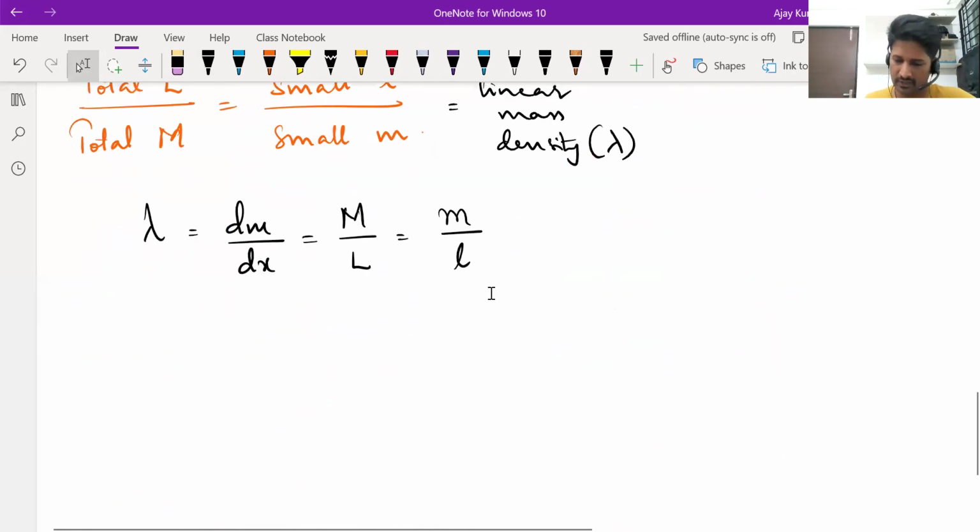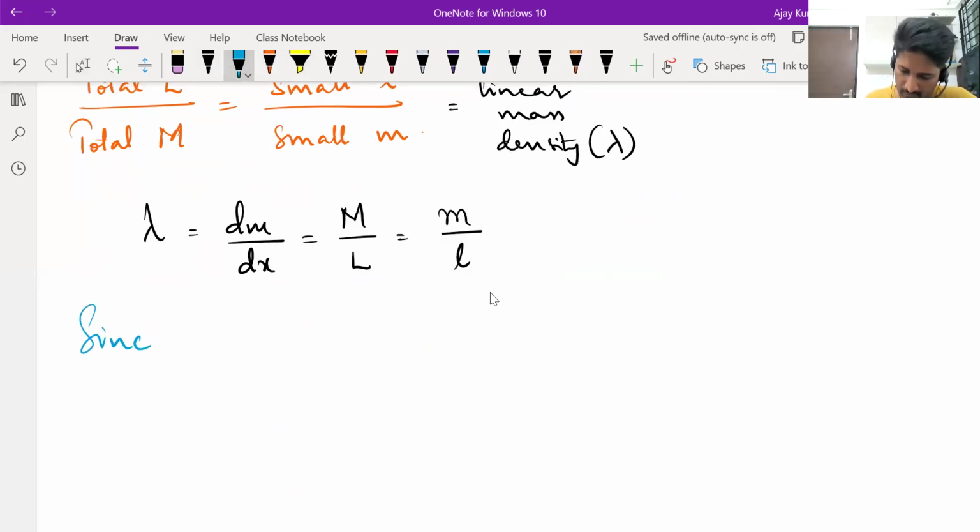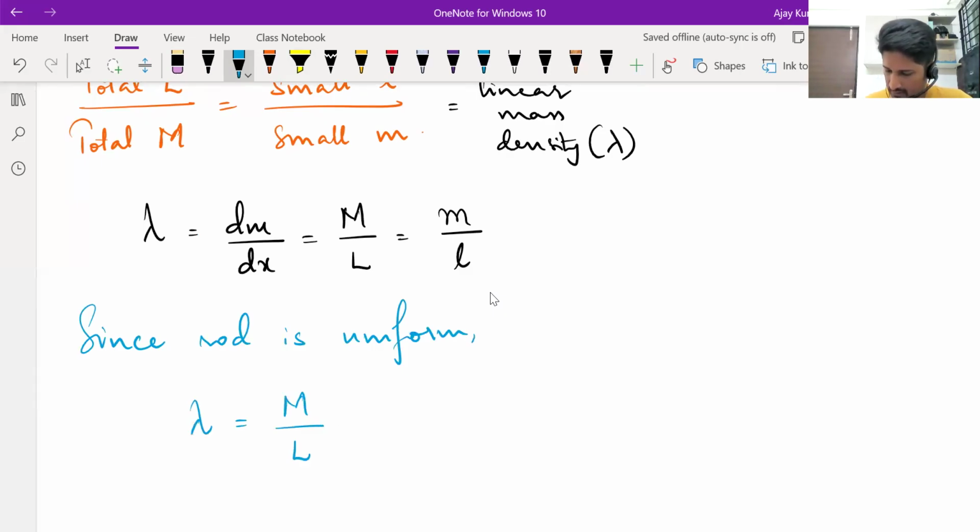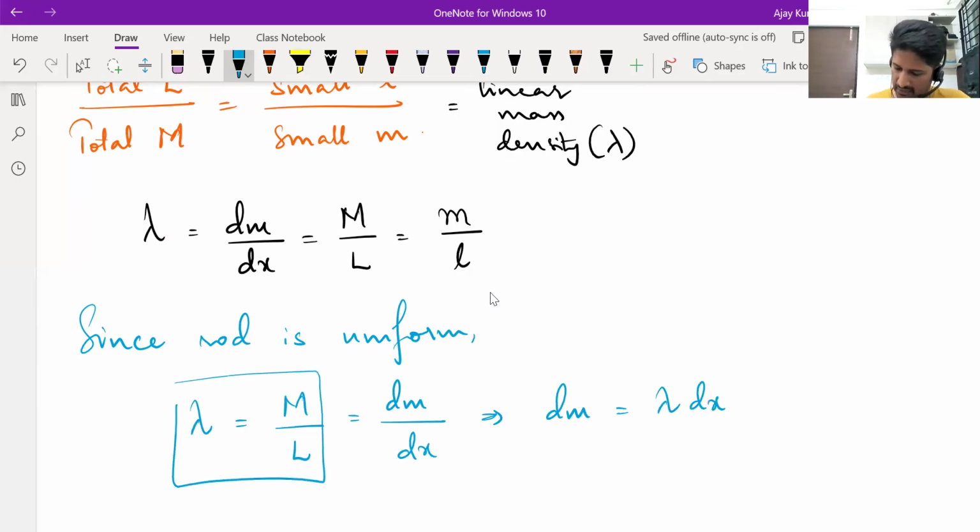So we use linear mass density. Since the rod is uniform, we can write lambda, linear mass density, is total mass by total length, which is also equal to small mass, or the element's mass, by the element's length. So you can write dm, the element's mass, is lambda into dx, where lambda is m by L, which we can substitute at the end.